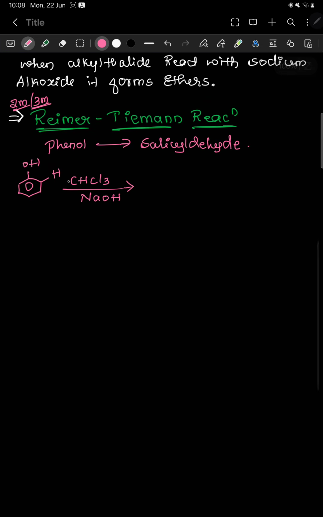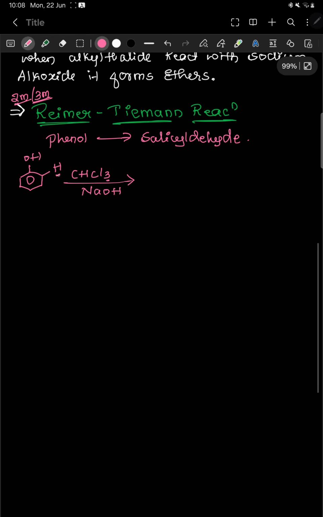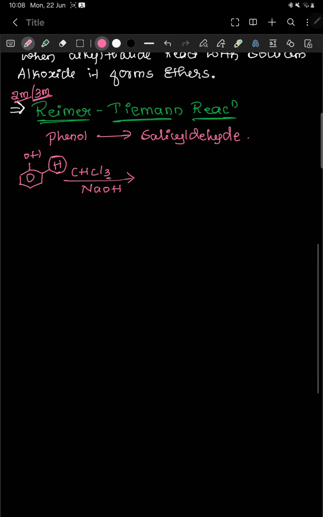So what will happen? One of the H here and one of the Cl from here will eliminate as HCl. I repeat, this H and one among the Cl out of 3 will eliminate as HCl. So thereby giving benzene as it is. Here it will be CHCl2. And this H and this OH both will eliminate as H2O, meaning you will be getting ONa. This is your middle product.